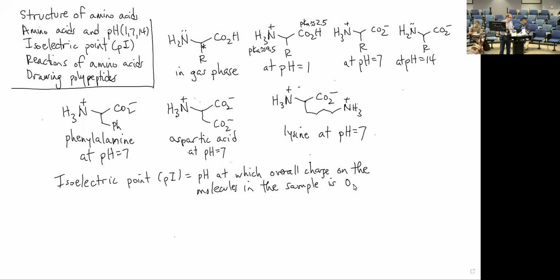And in general, that's pretty easy to calculate, at least in those cases where the side chain, this R group, is not ionizable, like in phenylalanine. In that case, all you need to do is average the pKa's of the carboxylic acid and the ammonium group. So it would be the pKa of the CO2H group plus the pKa of the NH3+ group divided by 2.